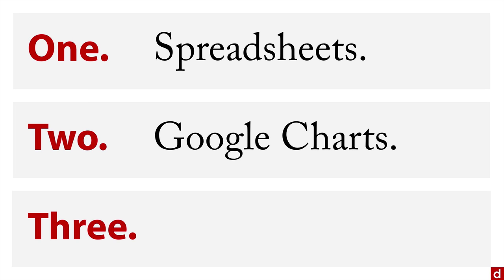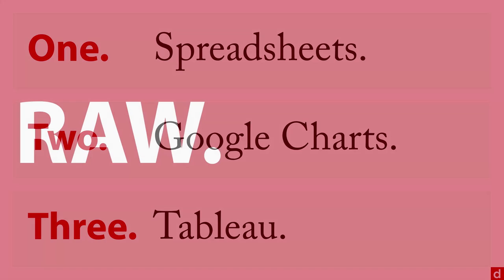Or three, you can use dedicated professional programs like Tableau or Tableau Public or even Qlik. But Tableau is going to be one of the most common choices for high-end data visualization in the data science world. But in addition to these choices, spreadsheets, Google Charts, Tableau, I want to mention one other, even though it's a really minority kind of choice. And that's a program called RAW.